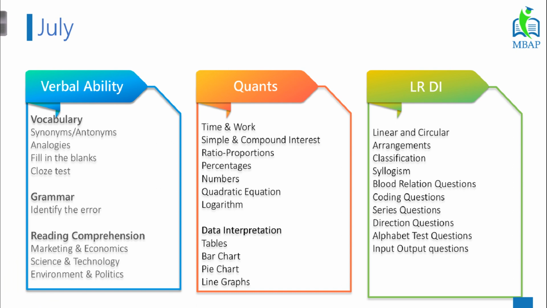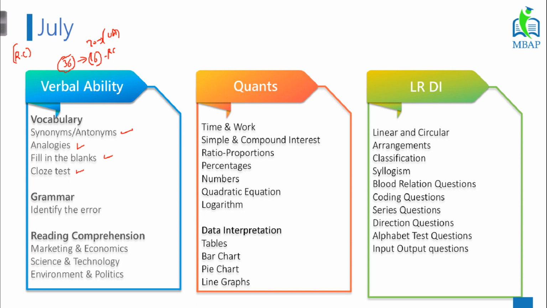For the verbal ability section, as you can see, CAT is heavily dominated by reading comprehension, which is not the case here. The overall number of questions in the verbal ability section will be around 36. Around 16 questions will be RCs, but the remaining 20 questions will be verbal ability, which includes topics in grammar and vocabulary. For the month of July, I want you to spend time on antonyms and synonyms, which is vocabulary, analogies, fill in the blanks and cloze test.